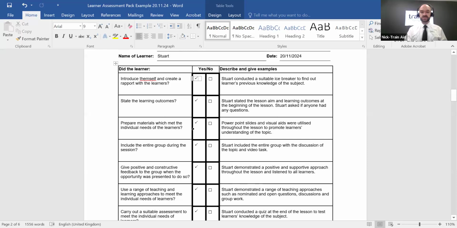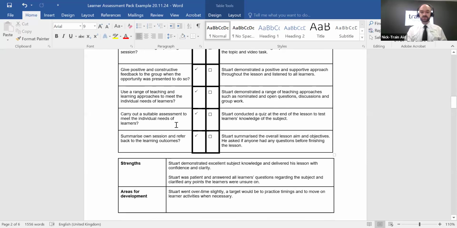So the next criteria is, did the learner carry out suitable assessment to meet the individual needs of learners? So for this question, did the learner perhaps carry out a suitable initial assessment? So an icebreaker. Was there any assessment taking place within the lesson? So this could be, were there any formative questions? Were there any type of assessments? Were learners' knowledge being checked?